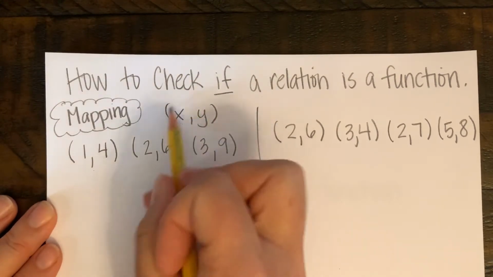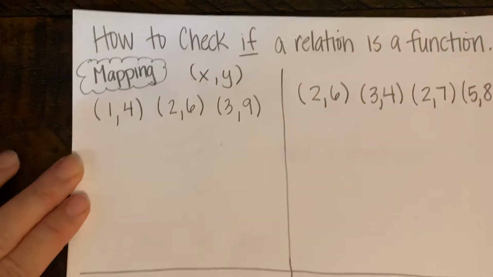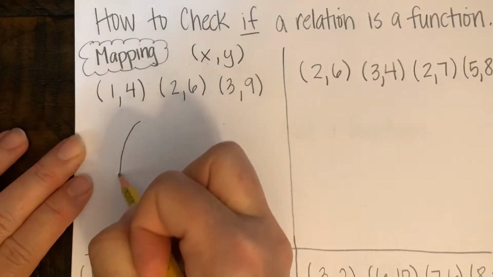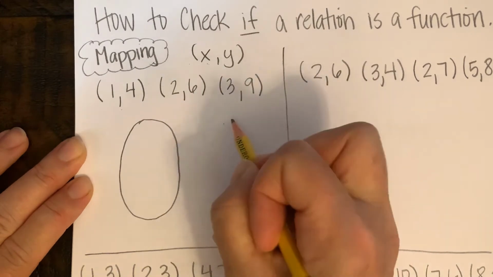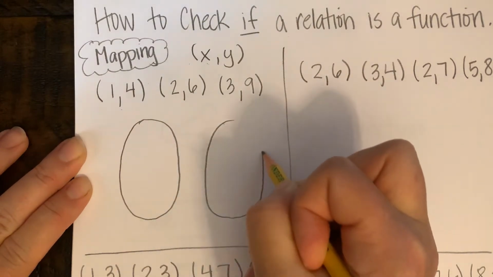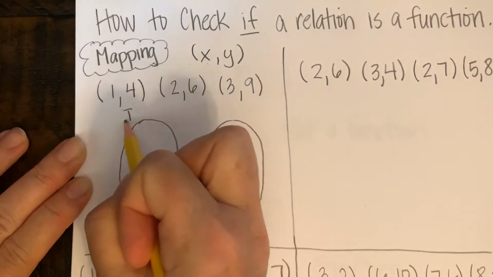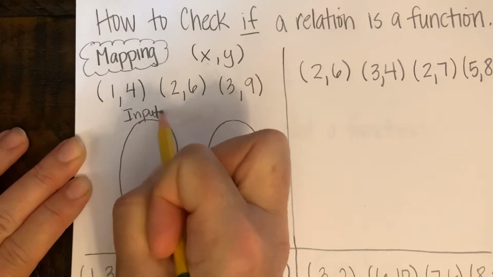So we're going to make what we call a mapping diagram. So I am going to actually go ahead and just make a big circle here. And I'm going to make a big circle here. You're going to see this in math. Now remember, this is an input. This is an output.